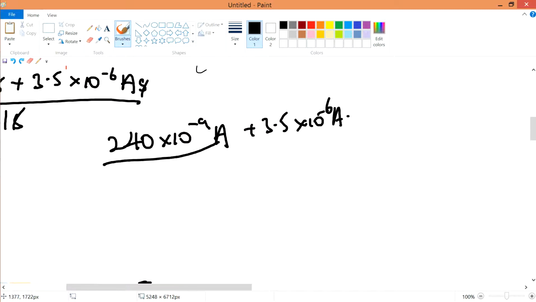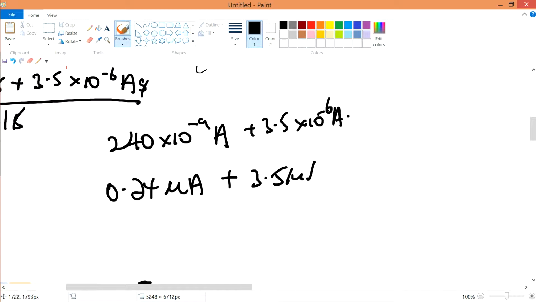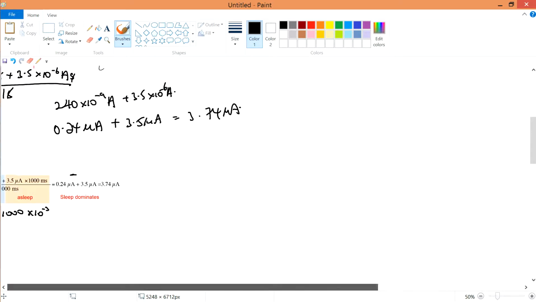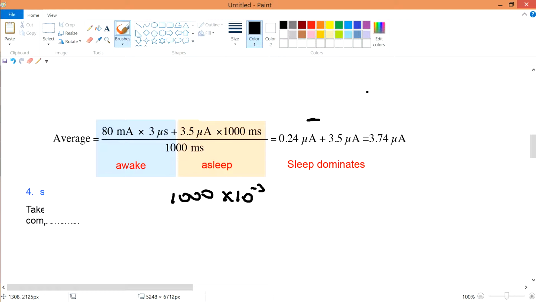And I can rewrite this as 0.24 microampere. If I change it to micro, which is minus 6, I should divide by 1000. The conversion is just math, I won't talk about it, you just take note. So 3.5 times 10 to the negative 6 is actually 3.5 microampere. If you add them up together, you will have 3.74 microampere. So this is how they calculate this one over here.